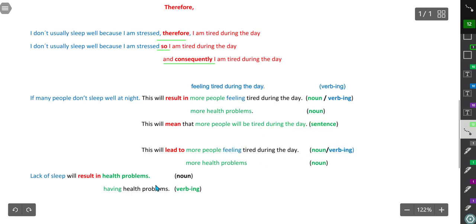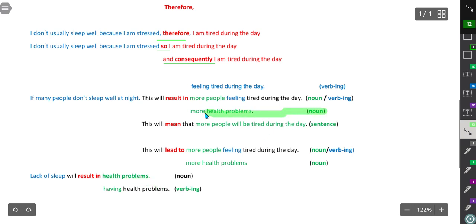And the second alternative could be this will lead, I'm going to repeat, if many people don't sleep well at night, this will lead to more health problems. So in this case, it's a noun. Okay, and for example, other alternatives you can use, for example, lack of sleep will result in health problems. In this case, it's a noun.